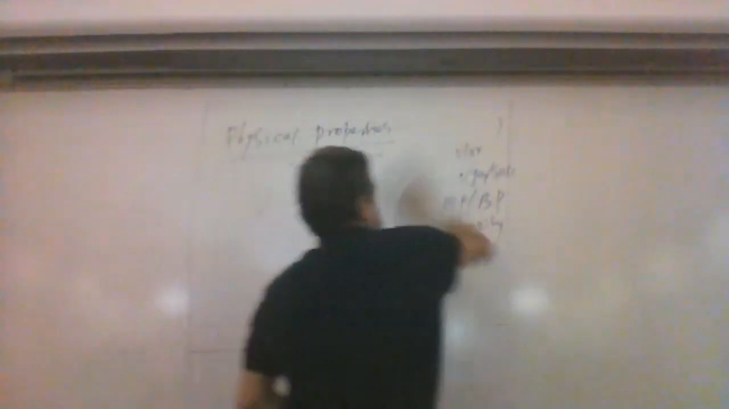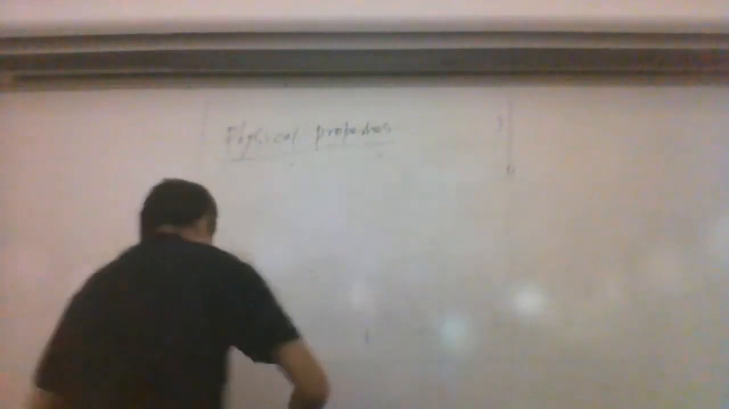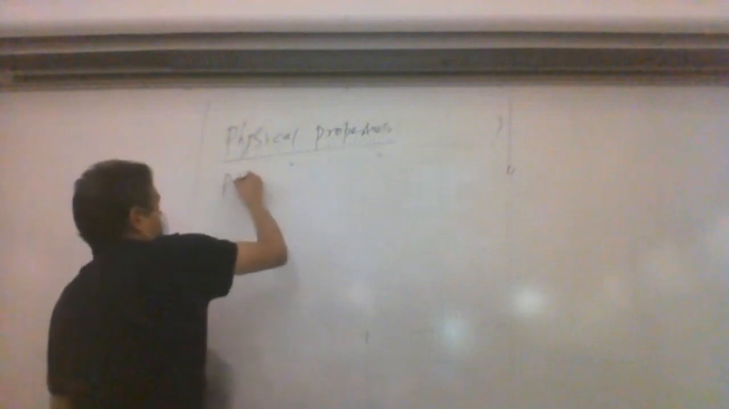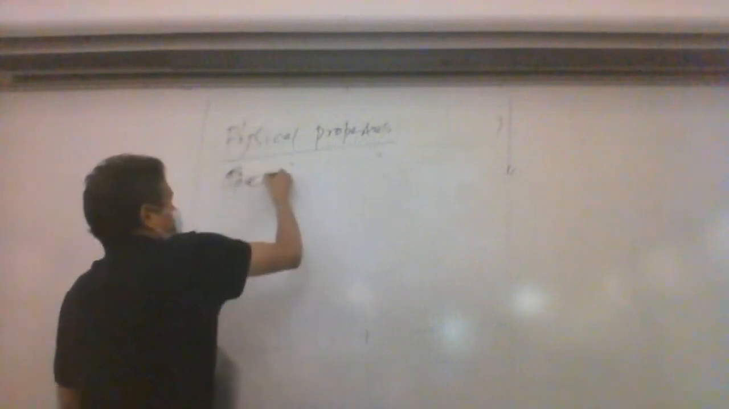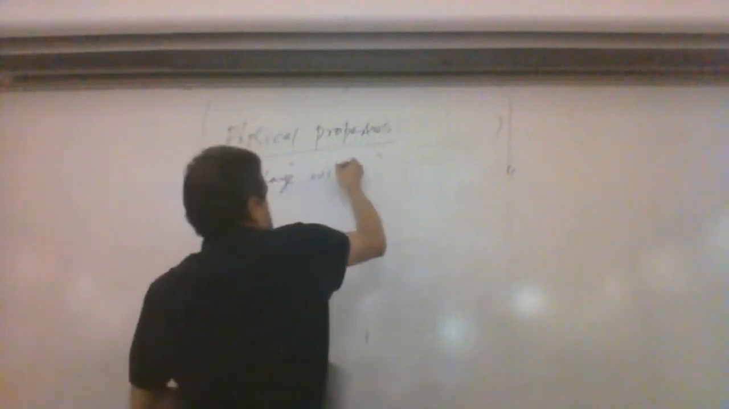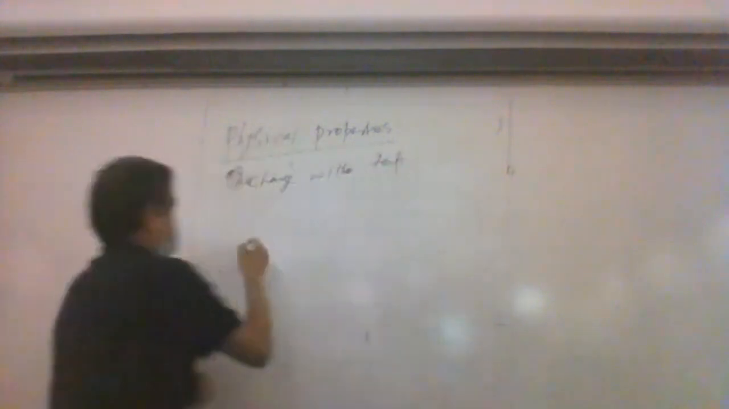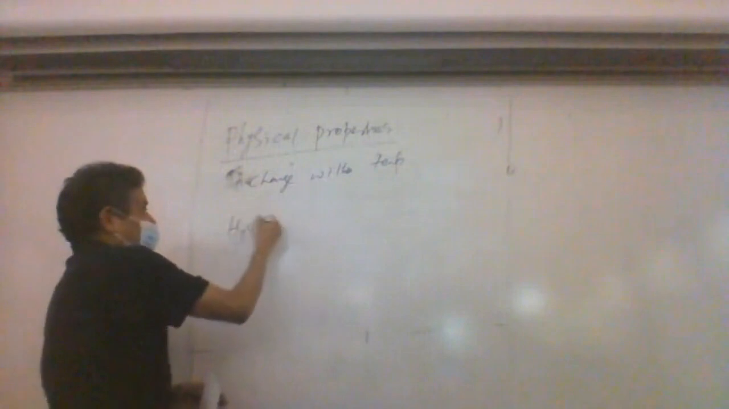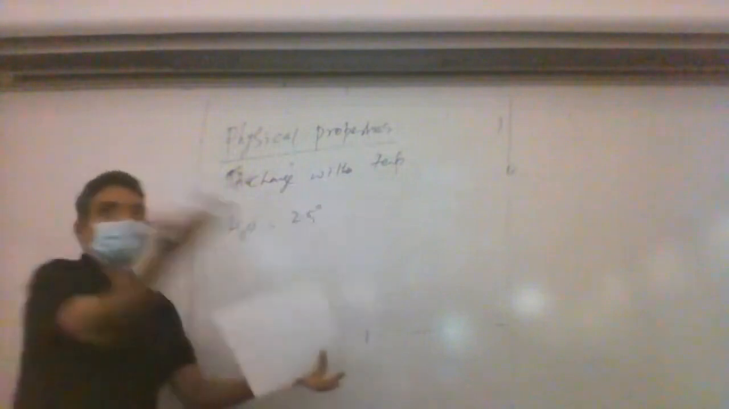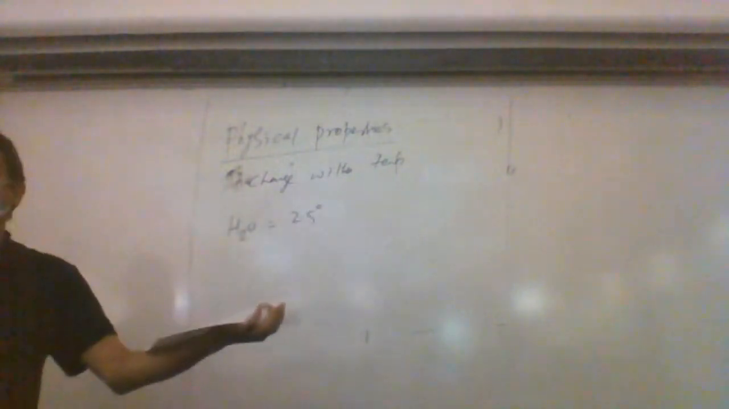Physical property changes with temperature. Simply, let's say water. You have water. Let's say it's at 25 degrees centigrade. The room temperature water is 25.